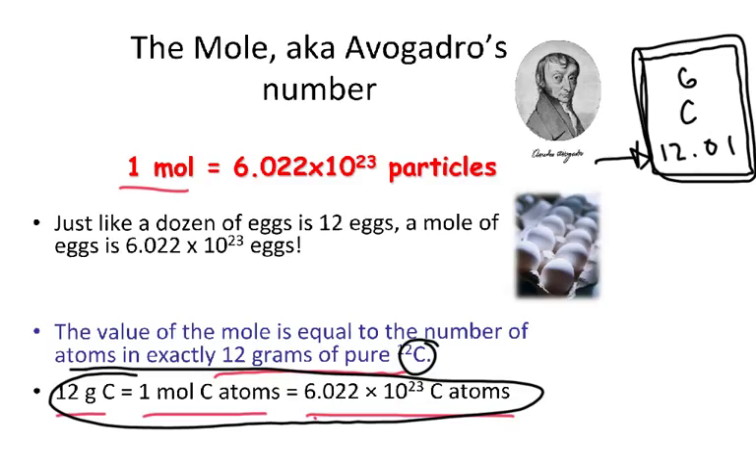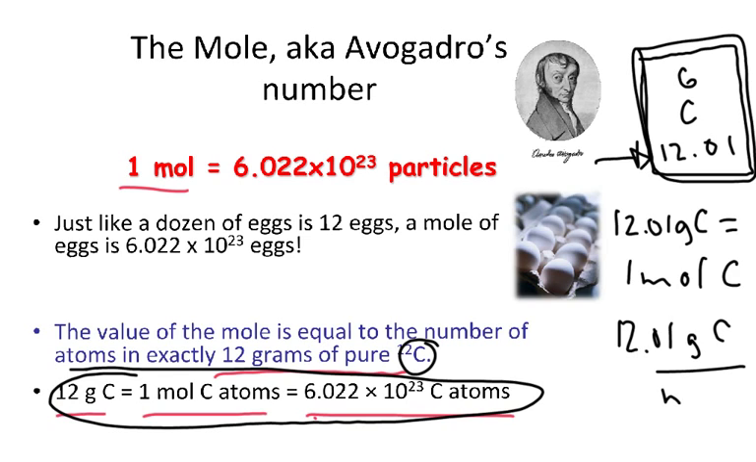So this means that 12.01 grams of carbon is equal to 1 mole of carbon. And we call this 12.01 grams of carbon for every mole of carbon the molar mass.